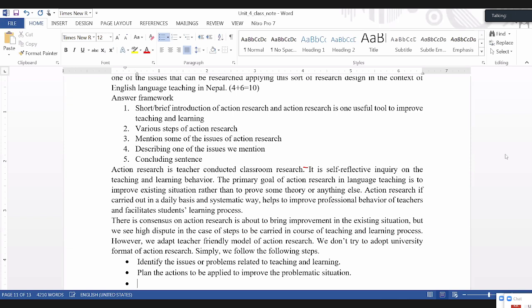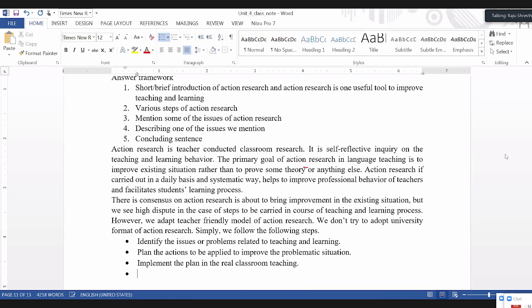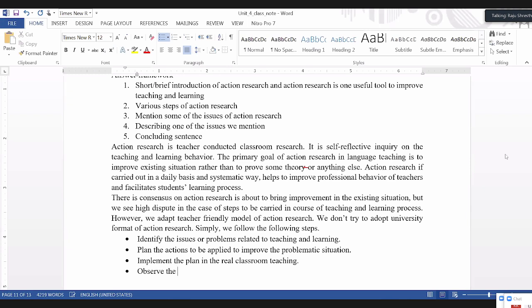Third, act or implement. Implement the plan in the real classroom teaching. And then observe the teaching behavior and students' learning.